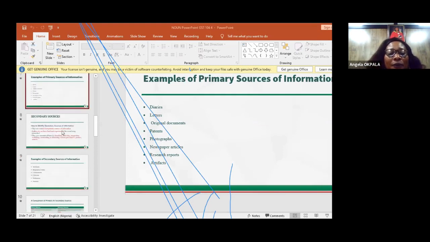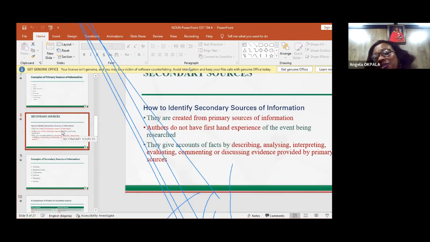So we are going to be looking at the secondary sources of information now. If I have to remove all of this, I have to stop the sharing and reshare for you to stop seeing all this. So just bear with me. And we have the problem with the internet now.